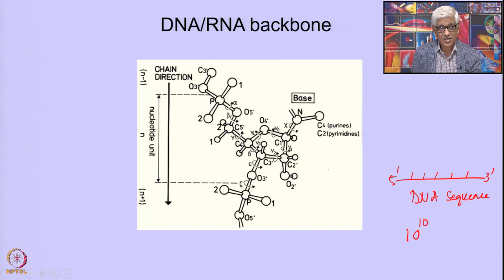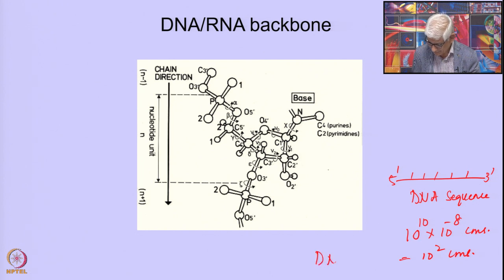Okay, and how much is 1 angstrom? 1 angstrom is 10 to the power minus 8 centimeters. So this will be 10 to the power 2 centimeters. That is about 1 meter, right? So the DNA length will be approximately 10 to the power 2 centimeters if it is completely linear. It is about 1 meter.